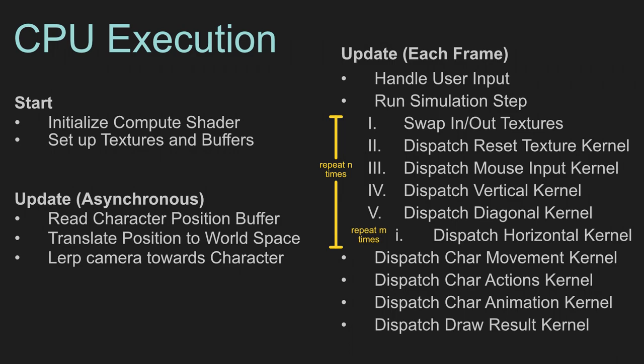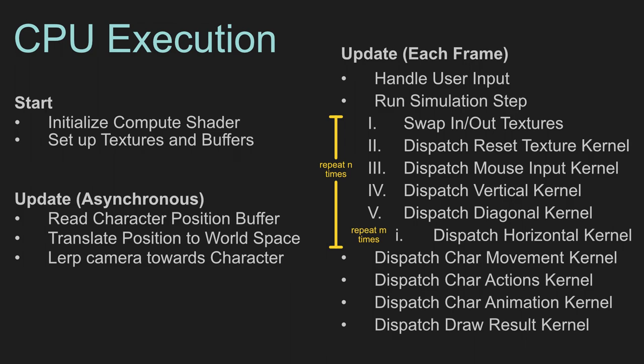Now I'll briefly run through the C# orchestrator script and what it does each frame. Before the simulation starts, all of the kernels and textures are initialized to a blank state. Each frame, there is an asynchronous request sent to the GPU for the character's position, which drives the camera movement. Also each frame, user inputs are read, and, if applicable, are sent to the GPU. Then a simulation step is performed.